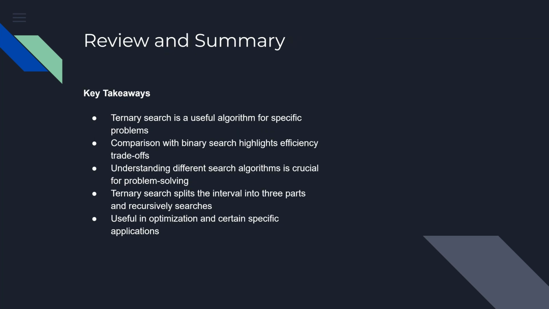So, to summarize here, we've explored the origins, implementation, and applications of ternary search. We compared it with binary search. We've highlighted the strengths and weaknesses of each. Understanding these differences is crucial for selecting the right algorithm for specific problems. The ternary search splits the interval into three parts and recursively searches, making it useful in optimization and very specific applications.